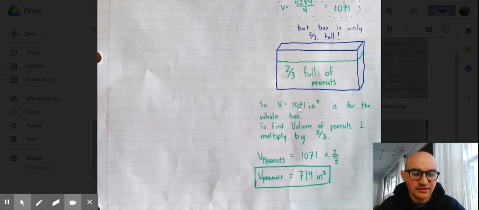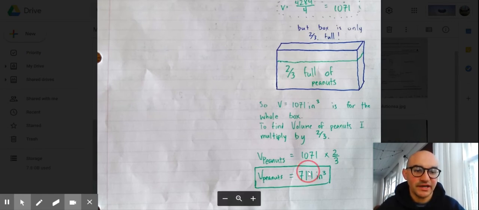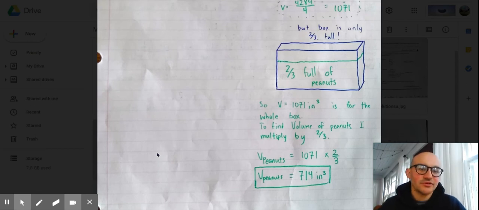And so V, the volume, equals 1,071 inches cubed for the whole box. To find the volume of the peanuts, if it's only 2/3 full, then I'm going to multiply by 2/3. And I go ahead and do that, and my final value for the peanuts is 714 inches cubed.